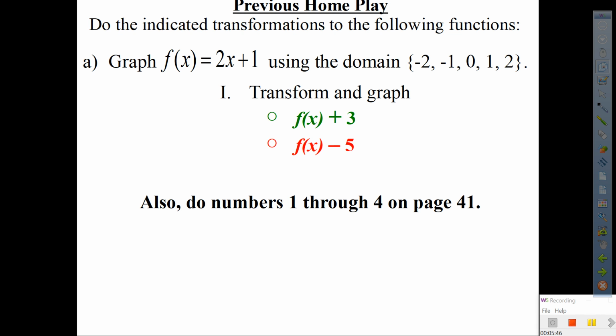And also at this time, could I get the second person in each row to go get graph paper for your row. There you go.